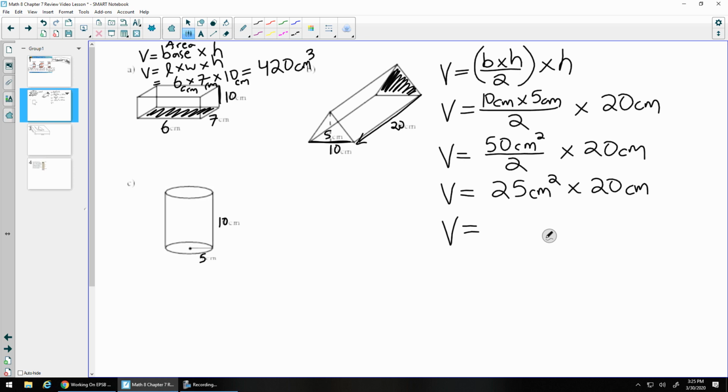25 times by 20. Now how could you do that? Well, I would think 25 times by 2 I know is 50. And then I add on this other 0 to get 500 centimeters cubed.